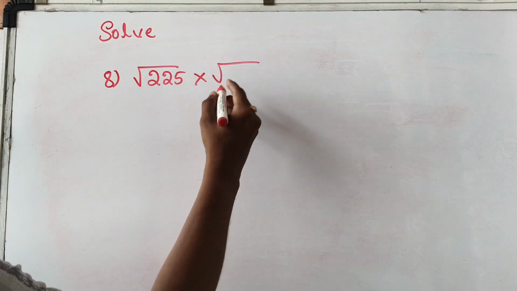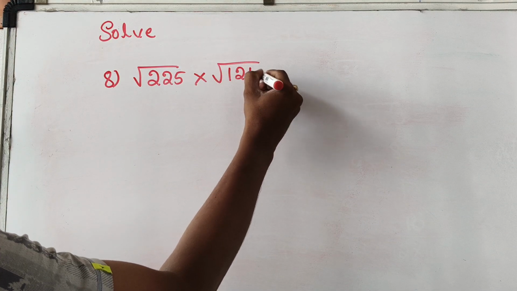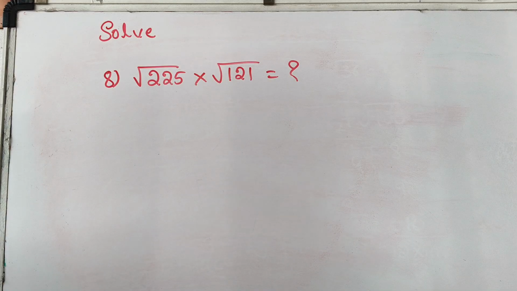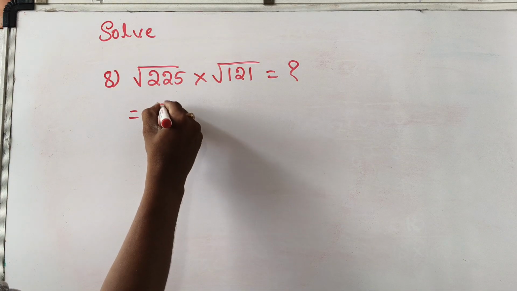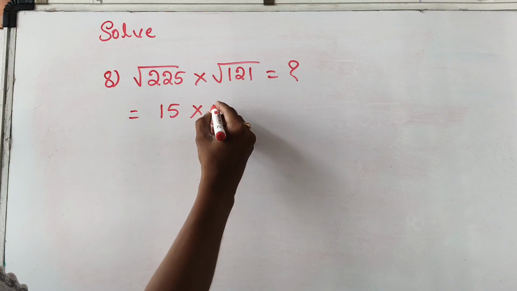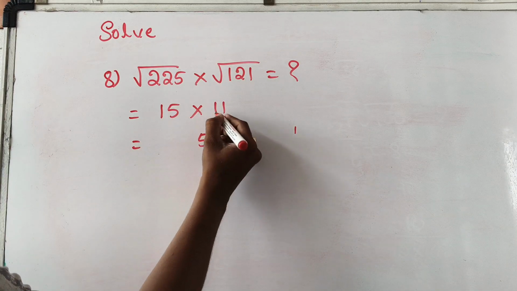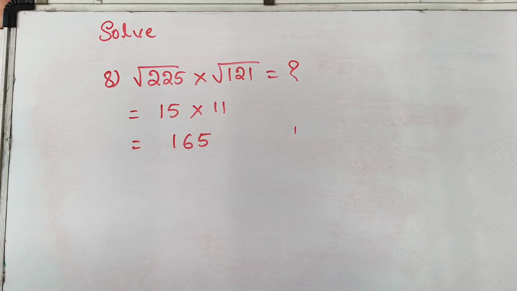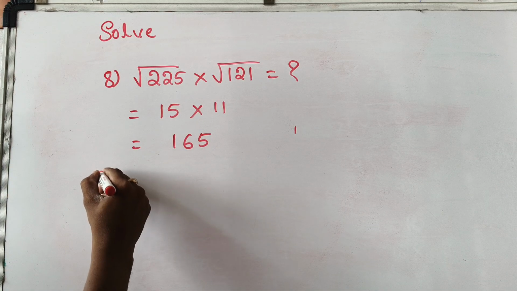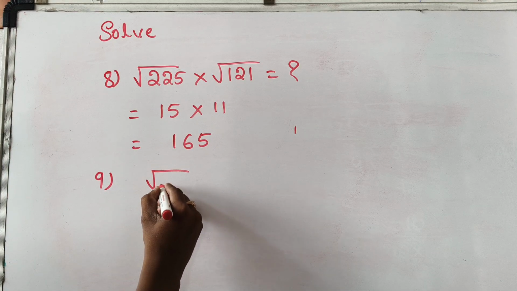Here we'll go with the next one. Root 225 into root 121. Root 225 is how much, dear students? 15. And root 121 is how much? 11. Multiply. 15 ones are 15, carry 1. 15 ones are 15, plus 1, 16. 165.